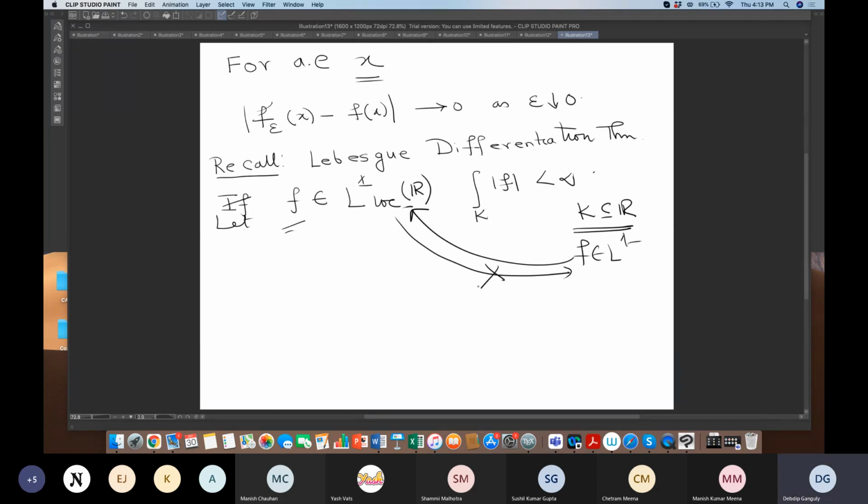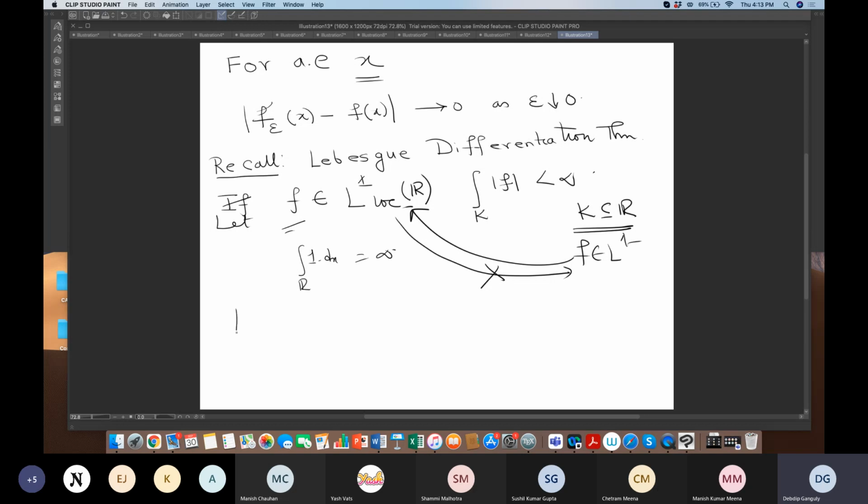You can have a very simple example. Just take a constant function. Over R, the integral of the constant function 1 dx is infinity. But for every compact set K, the integral of 1 dx over a compact set is finite. Okay, so that is L1 loc. So let f be in L1 loc.